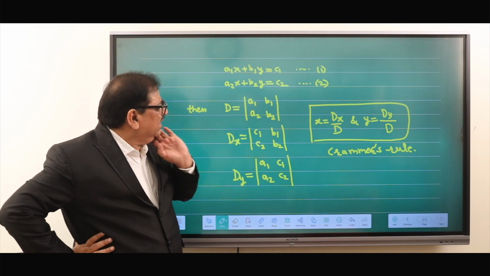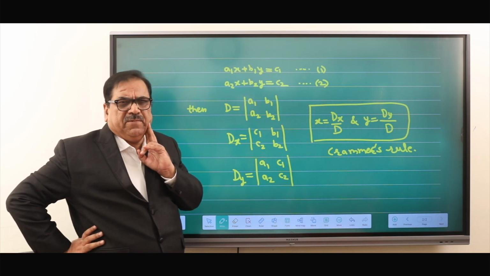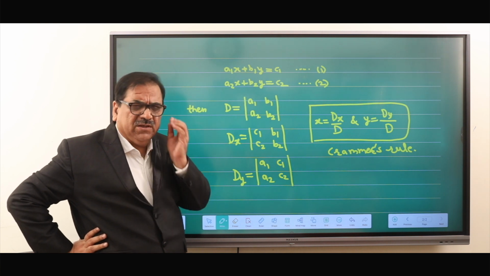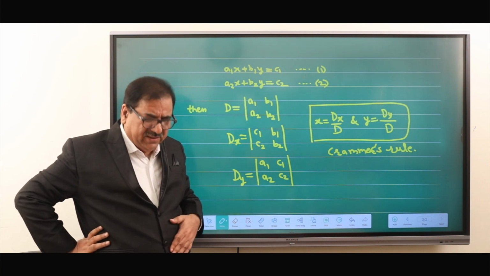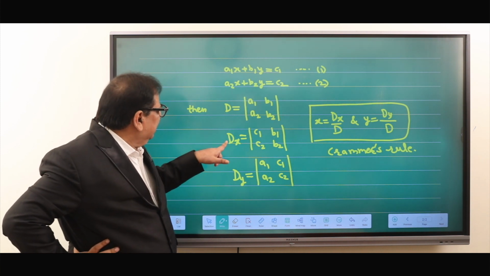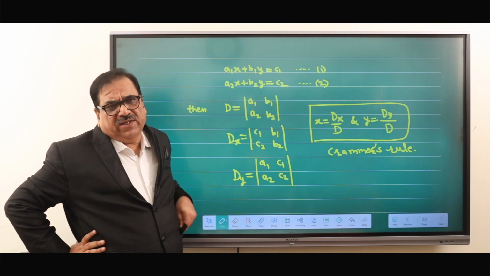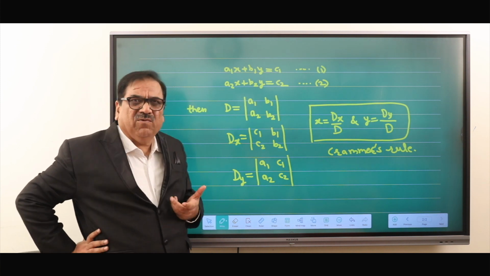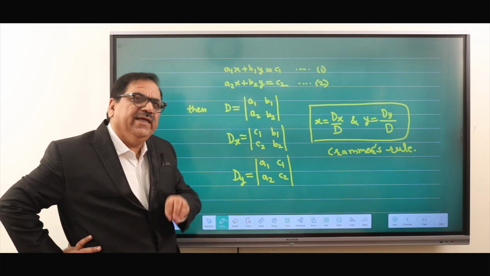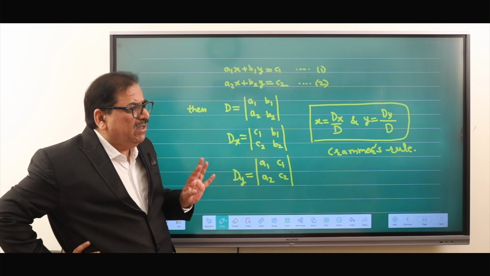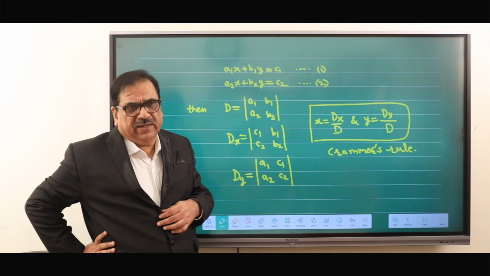And the values are x is equal to Dx upon D and y is equal to Dy upon D. Very plain, very simple. You have to remember this, how to calculate D. Sometimes it is called delta. In higher mathematics it is called delta. So this is delta x, this is delta y. So x is equal to delta x upon delta, and y is equal to delta y upon delta. You may get confused by the word delta. It is a Greek alphabet. So instead of delta, here D is taken for your convenience, and x is equal to Dx divided by D and y is equal to Dy divided by D.